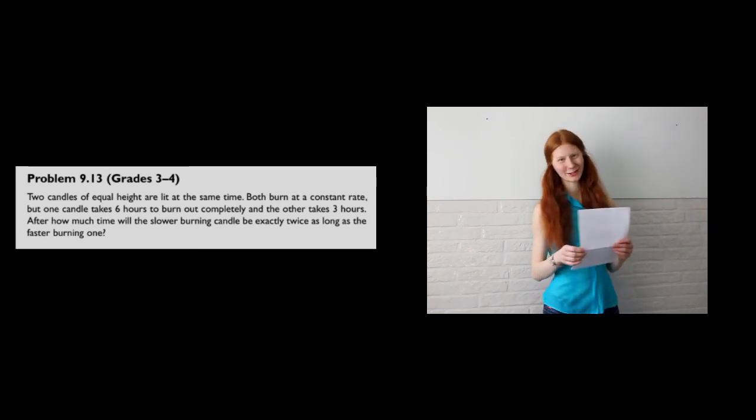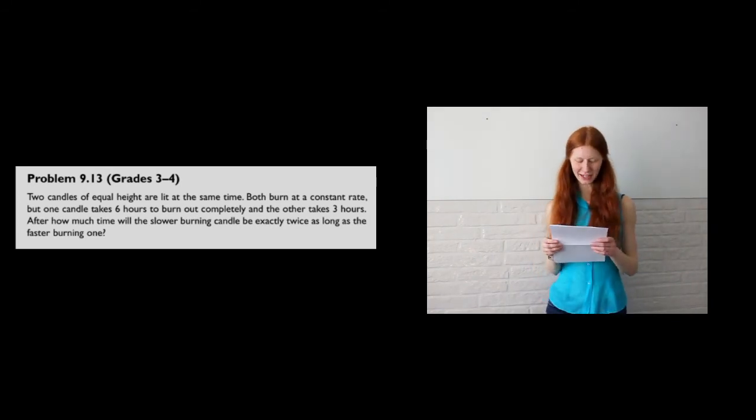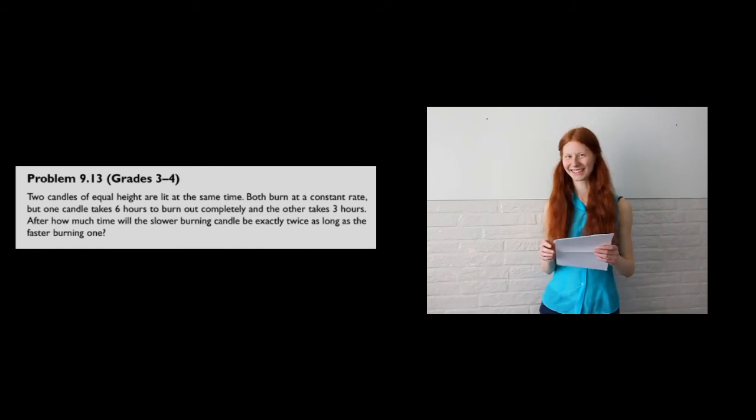Welcome back, and let's turn to the second problem. So, 2 candles of equal height are lit at the same time. Both burn at a constant rate, but one candle takes 6 hours to burn out completely, and the other takes 3 hours. After how much time will the slower burning candle be exactly twice as long as the faster burning one? This is a very interesting problem, so please try to do it yourself.